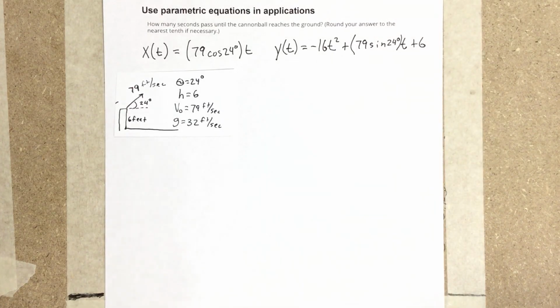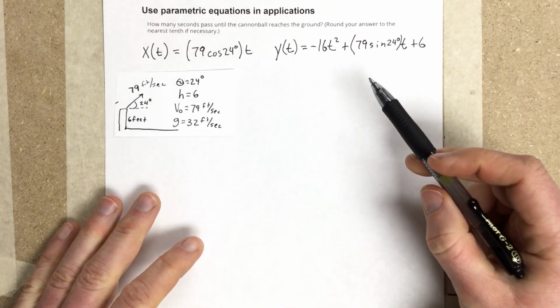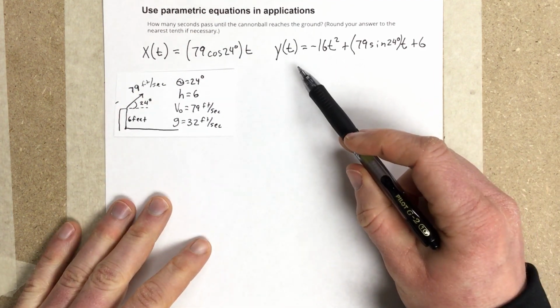In this video, we're going to use parametric equations in applications. It says, how many seconds pass until the cannonball reaches the ground? Round your answer to the nearest tenth if necessary. So this is actually going back to the previous video's question.